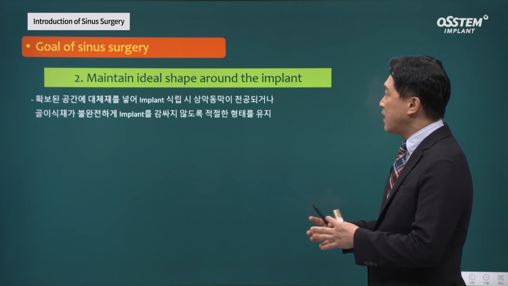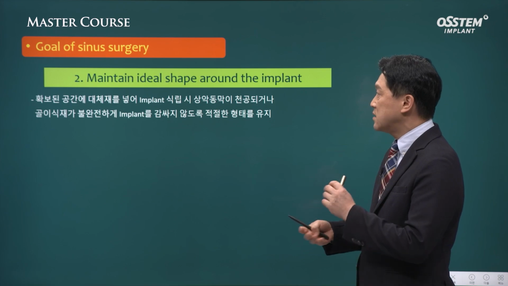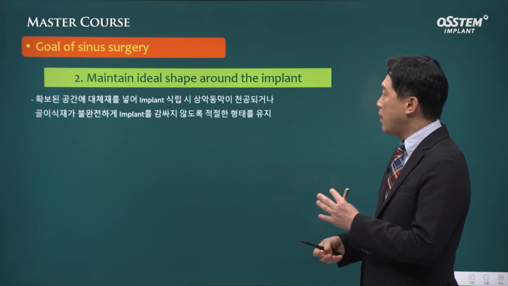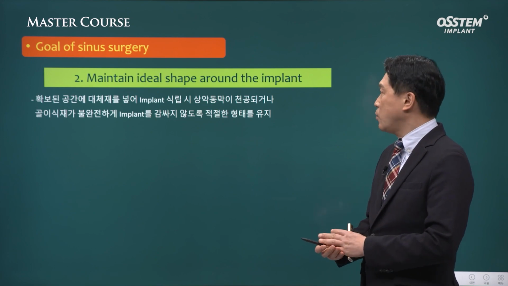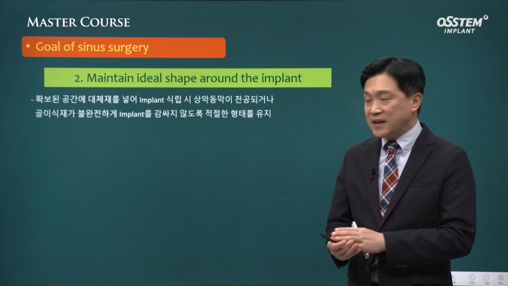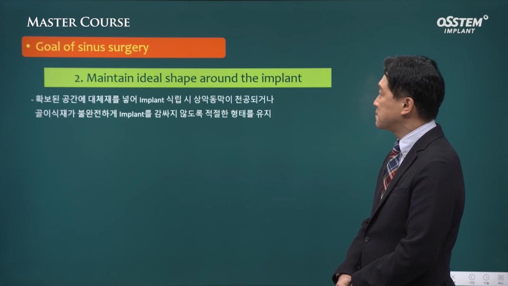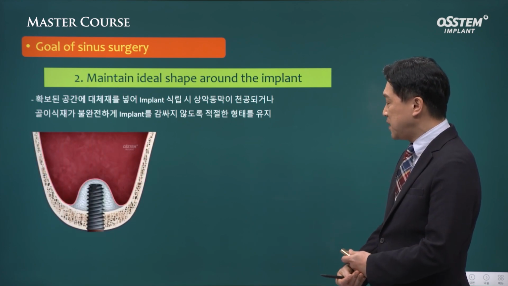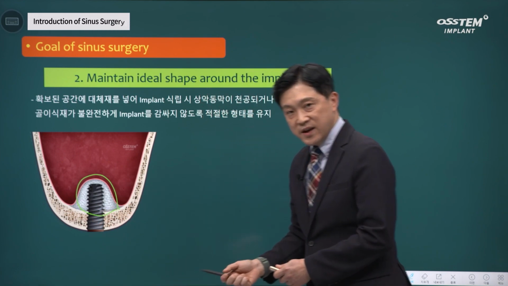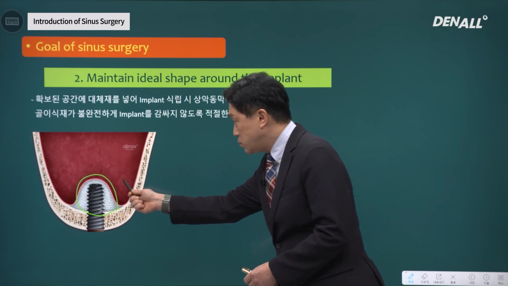Second, around the implant, there needs to be ideal bone shape. Bone graft material needs to be placed within the secured space. If there is sinus membrane perforation or if the bone graft does not surround the implant properly, then we won't get ideal results. As shown, around the implant, there needs to be bone graft material, or else bone will not be regenerated.